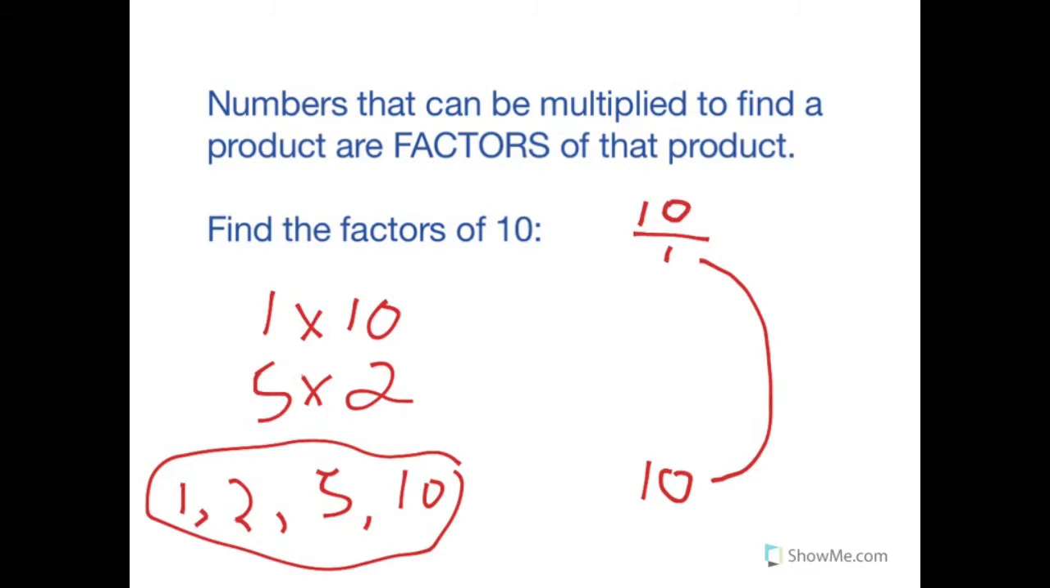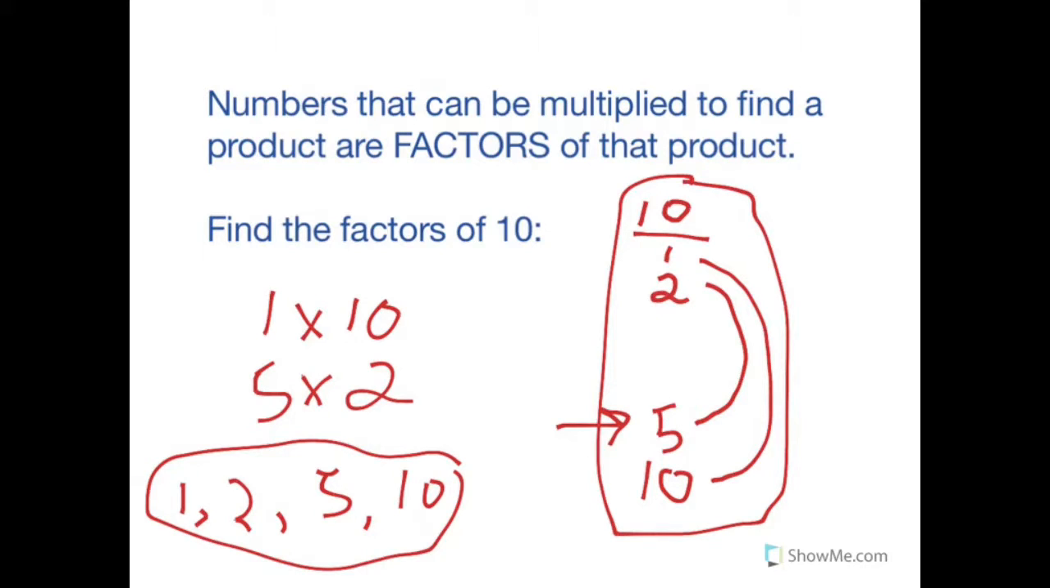Then I go to 2. Can 2 be multiplied by anything to equal 10? Oh, yes, it can. 2 times 5. So I'm going to write those two. What about 3? Is 3 times anything going to give you 10? No, it's not. What about 4? Nope. Doesn't work. So you notice I'm not writing those down. What about 5? Well, 5 is already on there, and once you come to a number twice, since we've already written 5 down, 2 times 5, now we're just looking at 5 times 2. It's the same thing. We're done. So that's the whole list. Those are the factors of 10.